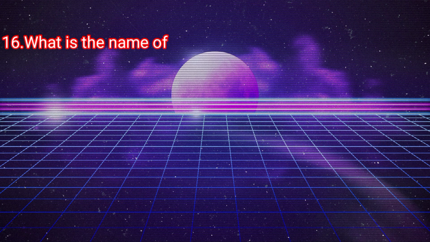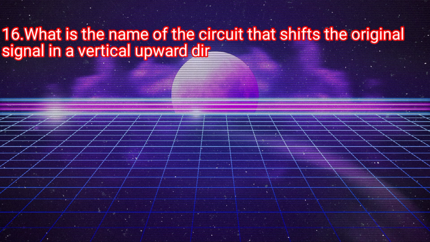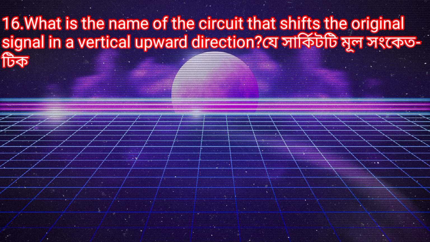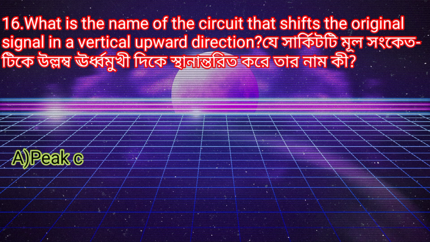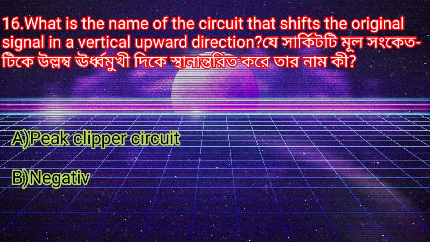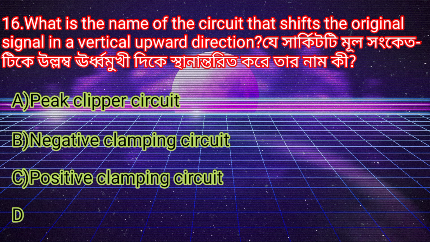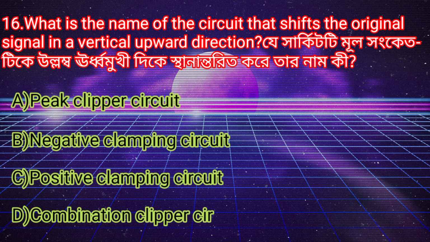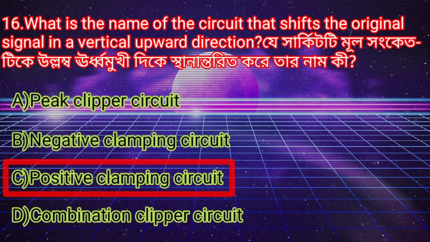What is the name of the circuit that shifts the original signal in a vertical upward direction? Option A peak clipper circuit. Option B negative clamping circuit. Option C positive clamping circuit. Option D combination clipper circuit. উত্তর হবে অপশন সি positive clamping circuit.